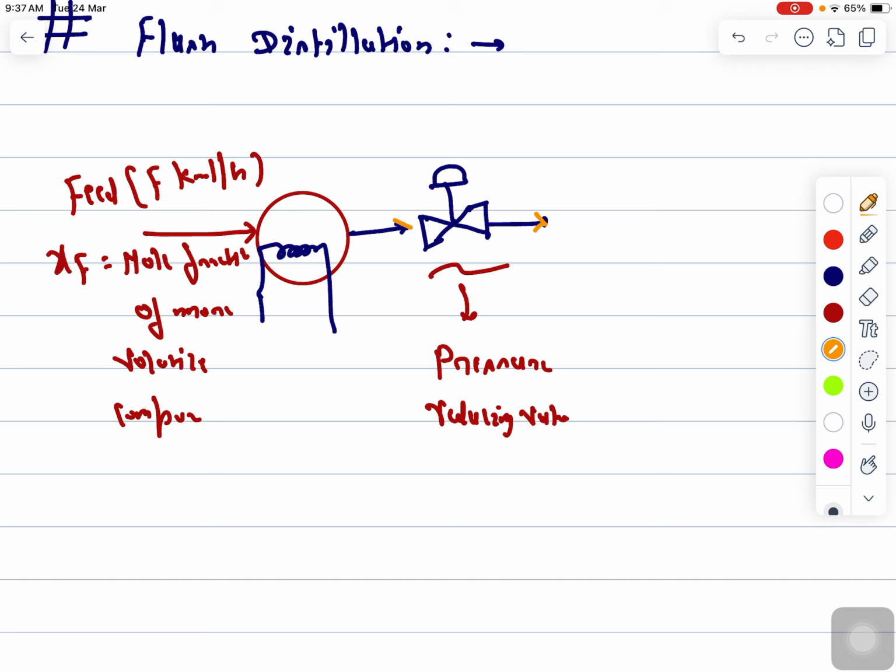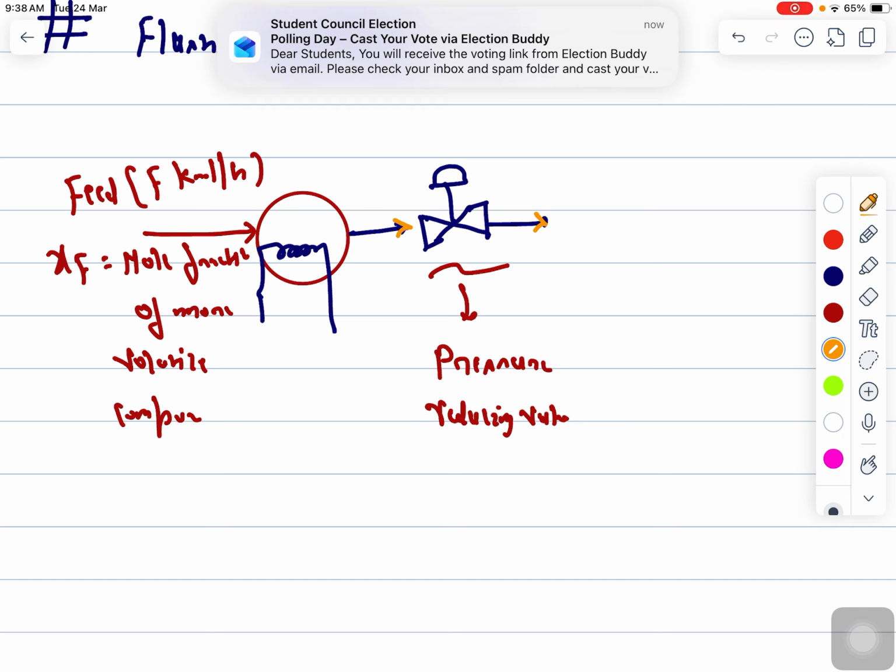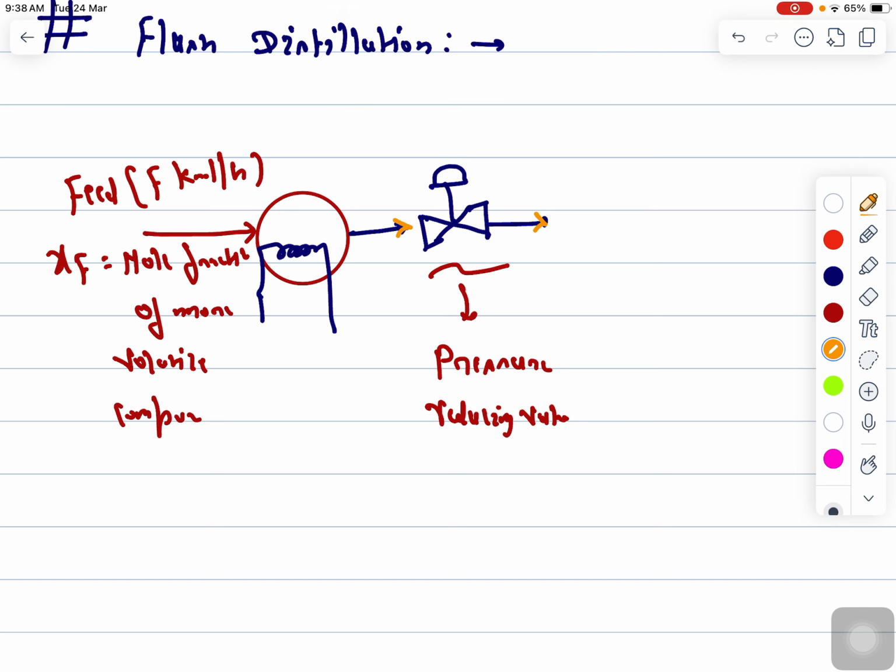Once this feed is passed through the pressure reducing valve, you are suddenly reducing the pressure, and due to that sudden reduction in pressure, the feed will get flash vaporized, right? Due to this, it helps you collect the more volatile component and the less volatile component separately. Once it comes here, the more volatile component will get separated from the top and the less volatile component will get separated in the bottom, right?